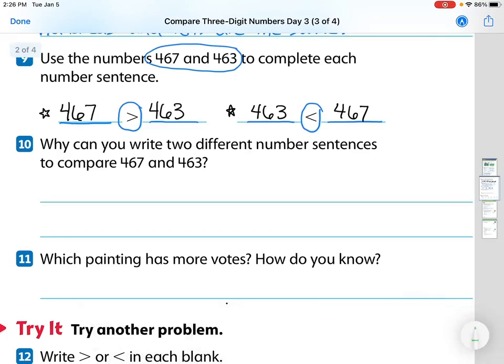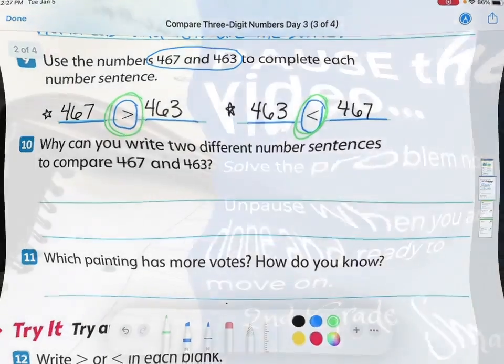So here's a hint, guys. There's one hint, and there's another hint. So you're going to pause the video, and you're going to write in your words, why is it that we can write those numbers in two different number sentences? When you're done, unpause the video and see if we have similar things written. Go ahead and pause now.